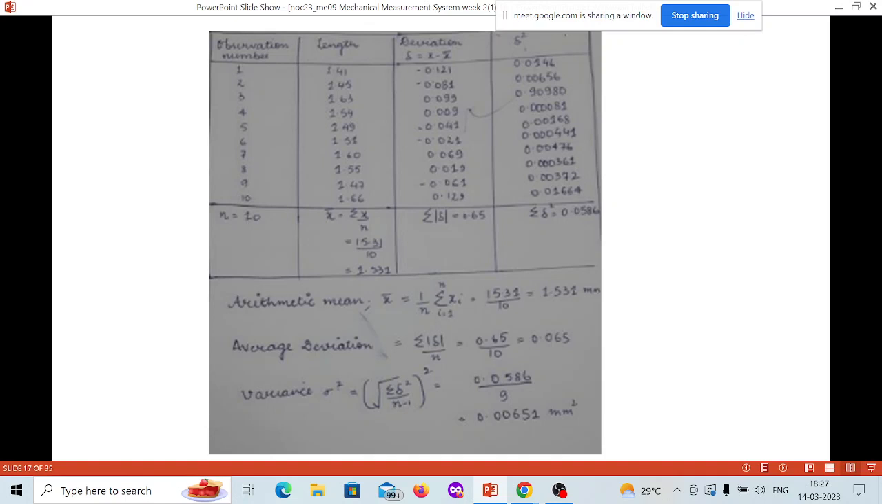0.00651. So the average deviation is the summation of the absolute values of all deviations by n, which is 0.065. And variance is the summation of deviation squared by n minus 1, which is 0.0586 by 9, which is 0.00651. And you see that the deviation is in mm and the variance is in mm square.